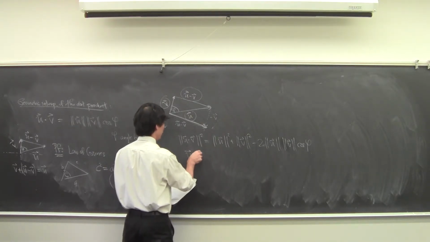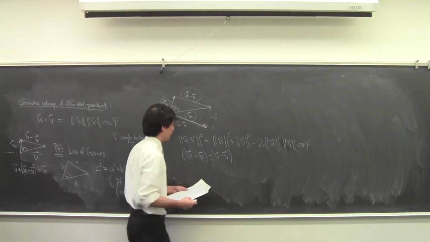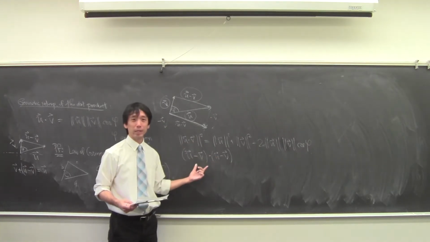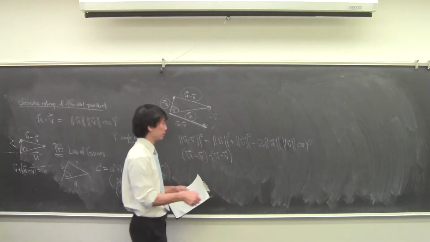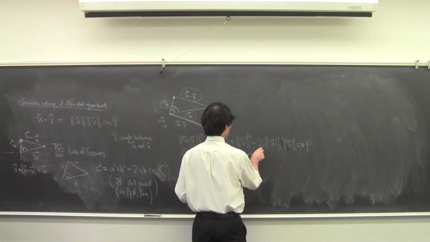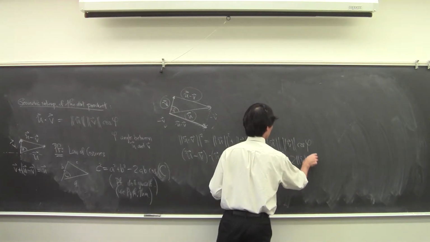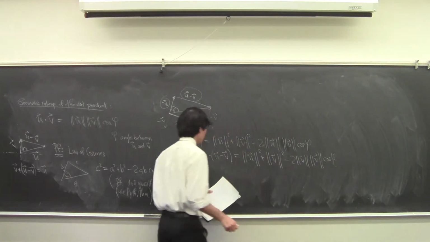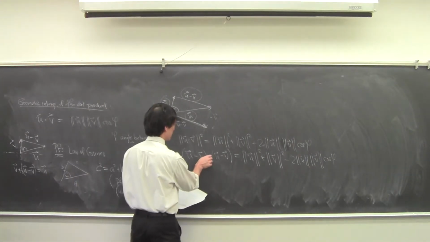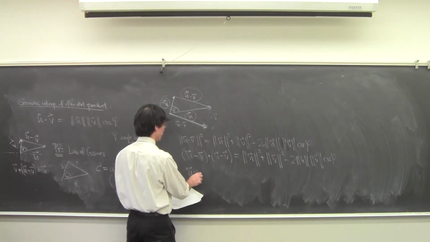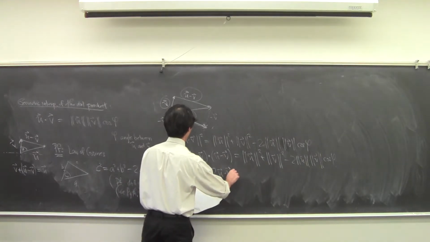So first off, I'm going to write the magnitude of u minus v squared as u minus v dot u minus v. Okay, and then I'm going to multiply this thing out. I get u dot u minus 2u dot v plus v dot v.